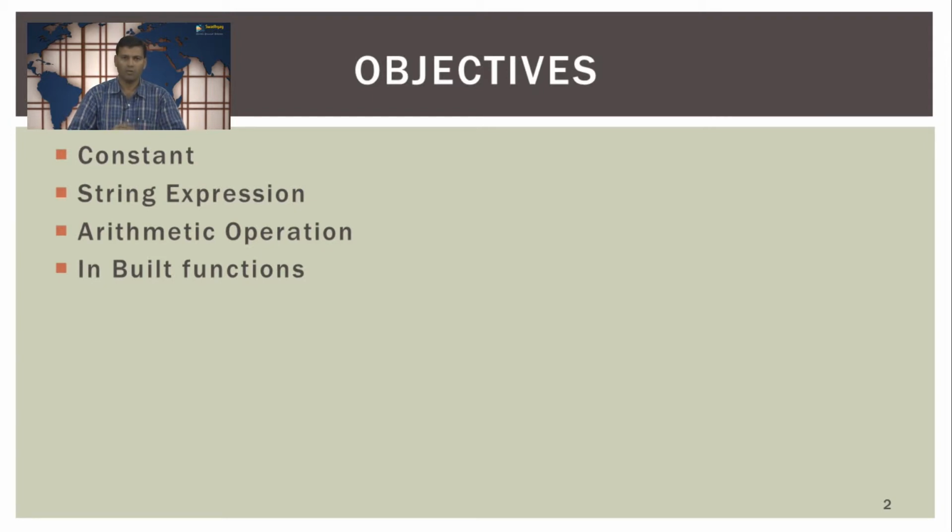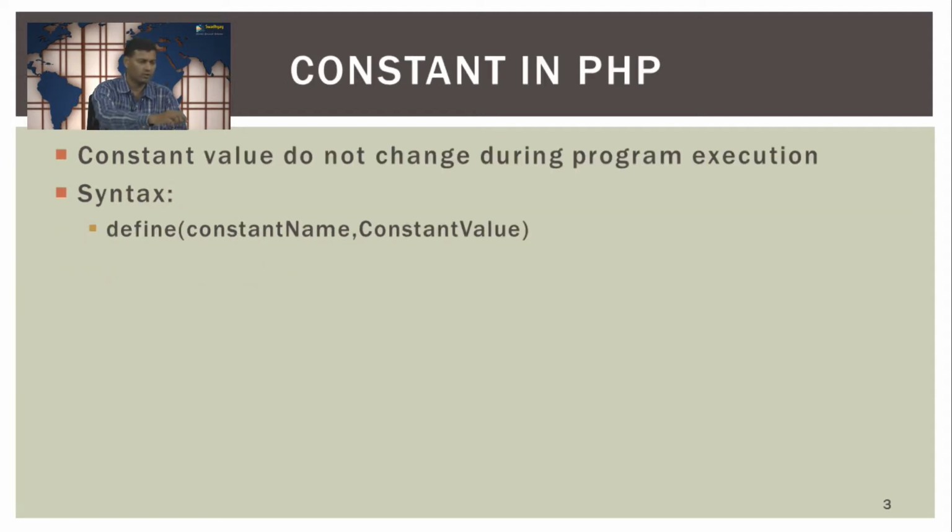We also learned that PHP has 6 basic data types. They are string, integer, double or float, array, object and boolean. Now let us move to this session. In this session, I am going to deliver a lecture related to constant, string expression, arithmetic operation and inbuilt function. So let us start with constant.